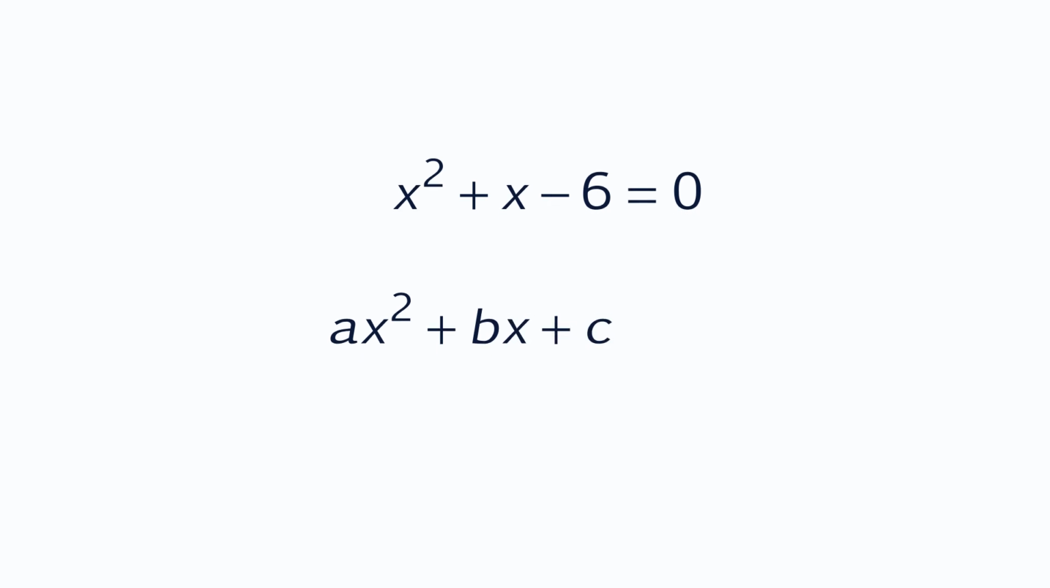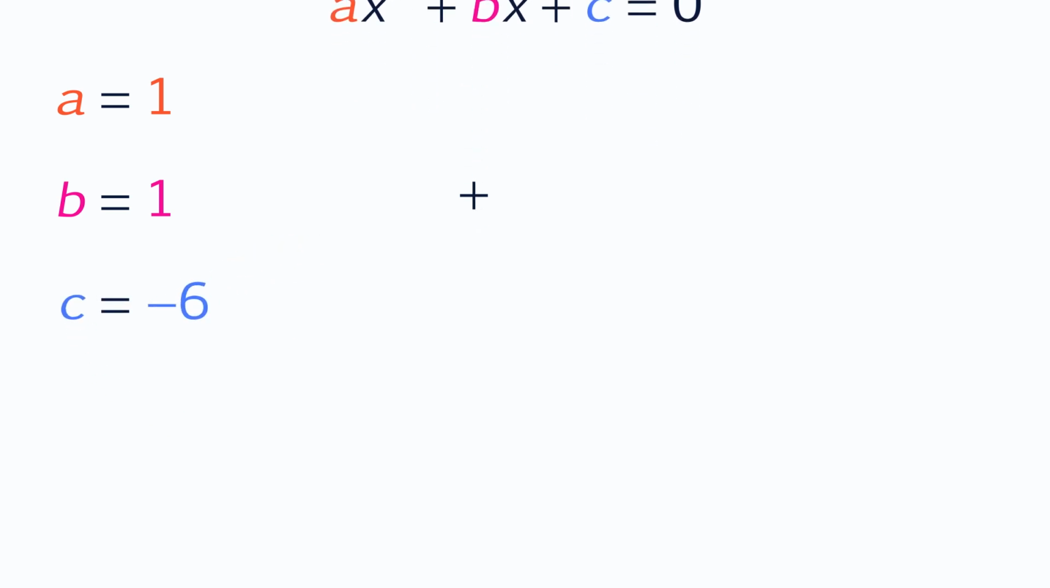So it's time to determine the coefficients a, b, and c. The coefficient a is 1 because there's no number in front of x squared. The coefficient b is 1 because plus x is the same as plus 1 times x. The constant c equals minus 6.